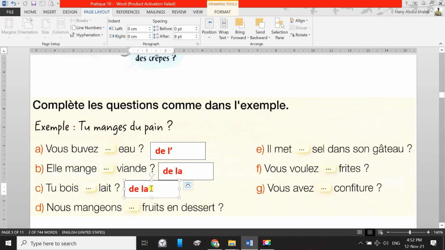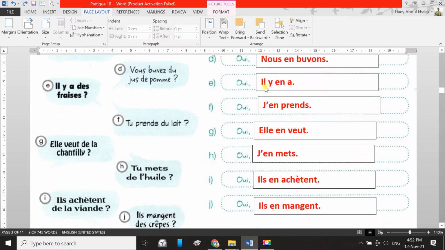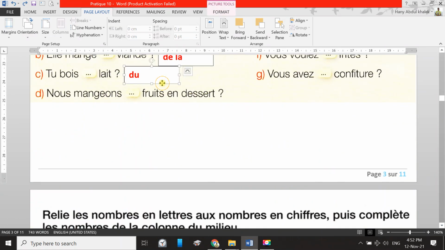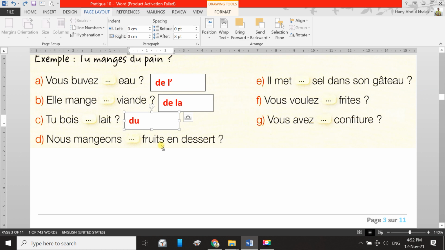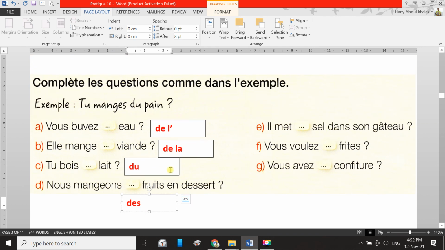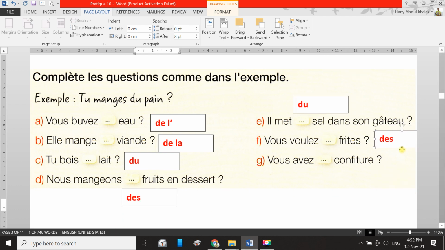Lait is masculin, singulier. It will be du. Fruit, fruits is plural, so we write des fruits. Mais du sel, salt, c'est du. Here, frites, it's plural too, so it will be des here. And confiture, it will be de la because it's feminine.